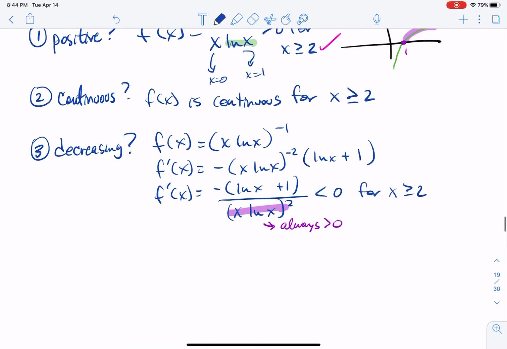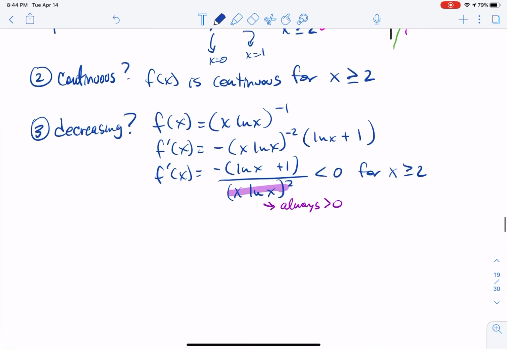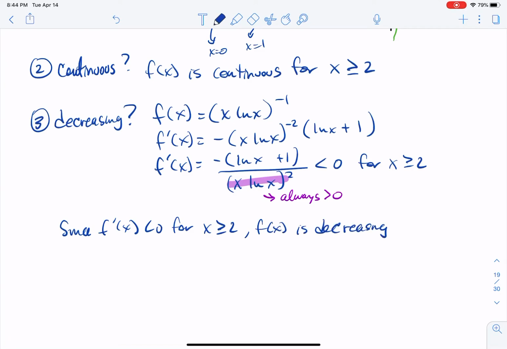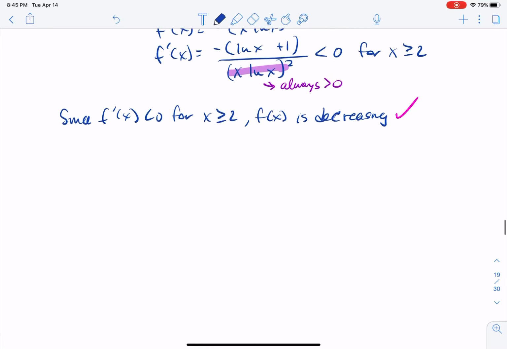And we needed that because if the first derivative is less than 0, that means our function is decreasing. Since f prime of x is less than 0 for x is greater than or equal to 2, f of x is decreasing. I didn't check this one off, so I'll check it off now. Checked off the decreasing portion. All right, we're good to go with our conditions. All three of them are met.